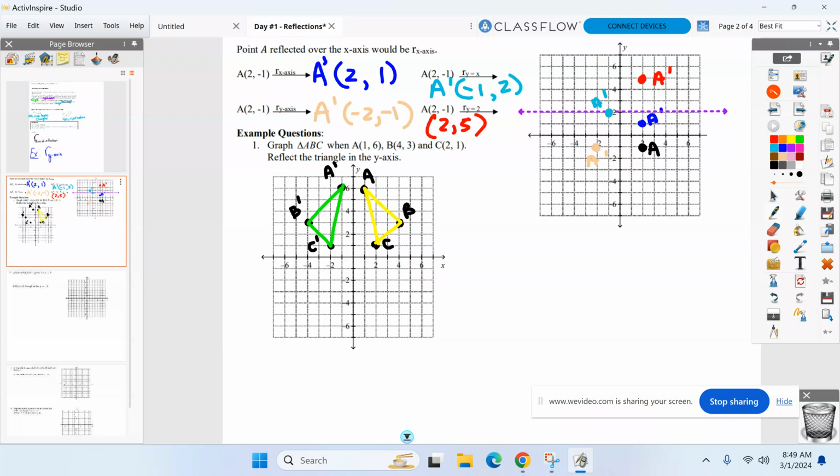That's it. Take a look, make sure we're good over the y. It doesn't say to state the coordinates, so I don't need to write down what A prime, B prime, and C prime are. It just said reflect it, so all I did was graph it, and that's it. If it said state, then you write the coordinates down. Any issues? I'm going to keep moving. All right, let's roll. Next one.